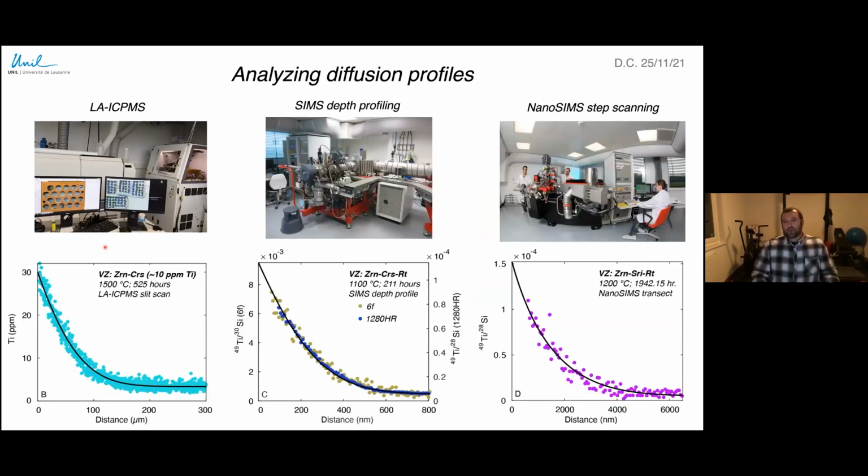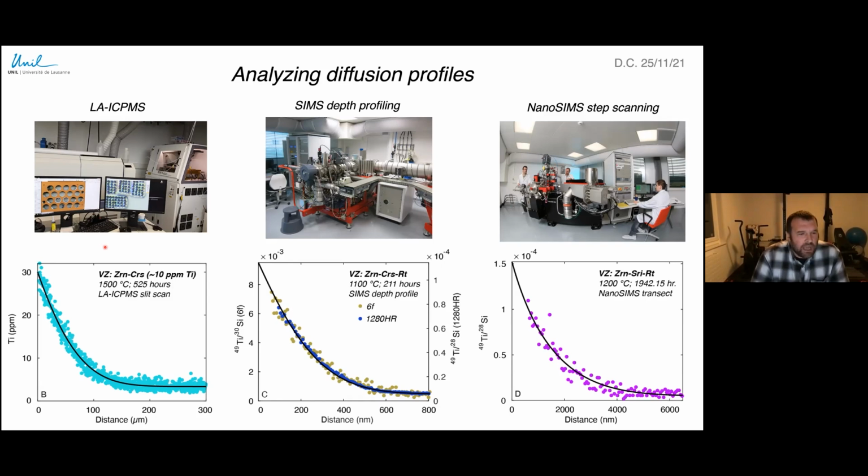Okay, so I'm not really doing this justice going through this quickly. This was a large part of this study, but I just wanted to touch on the 3 main analytical techniques we used to measure these profiles. So I'd say a good 30% of these experiments we analyzed using laser ablation ICP-MS. Now, this is a great technique when you've got relatively long profiles, over about 20, 25 microns.